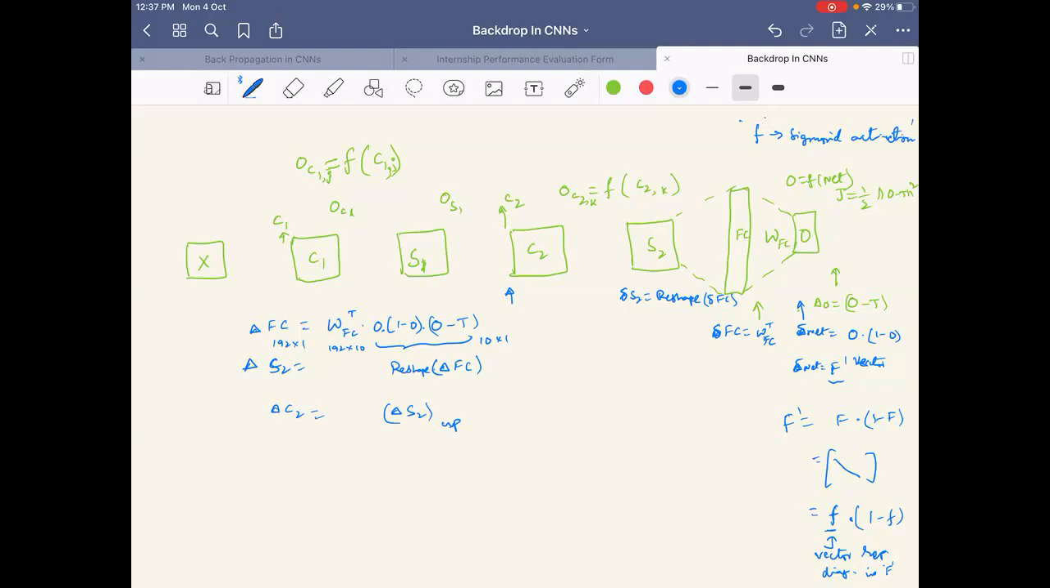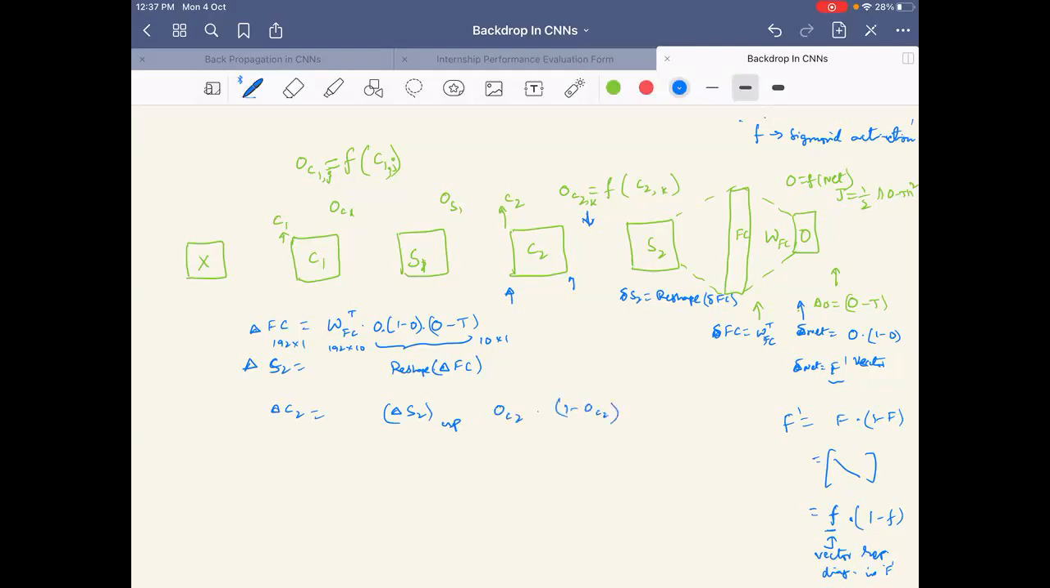And if there is an activation function after this downsampling operation, you got S2, right? So OC2 is what you get here. First delta OC2, and after that we have an activation function. So that will come here: OC2 into 1 minus OC2, right?